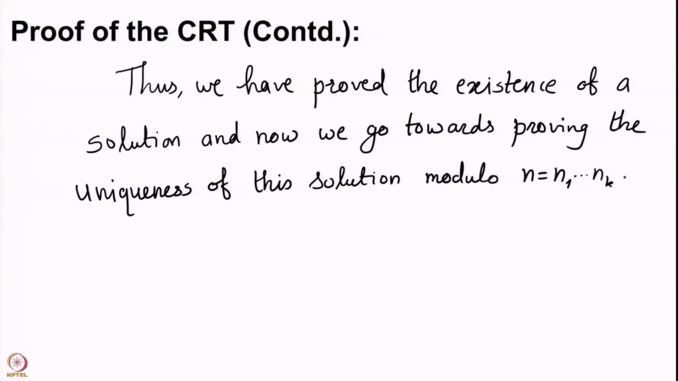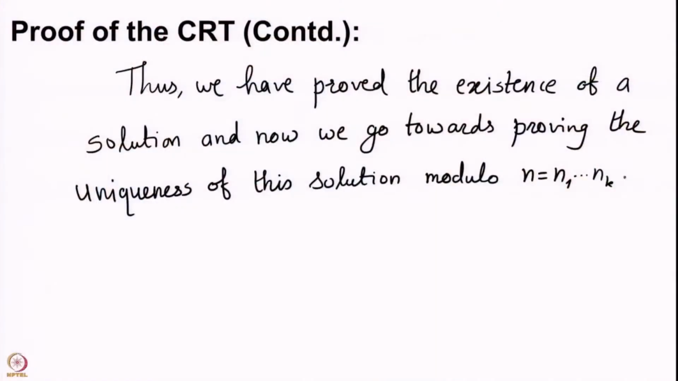So, what is the meaning to say that we are looking at uniqueness? It means that if you have two solutions, suppose I have a natural number alpha which satisfies that simultaneous system of linear congruences, so I would have alpha congruent to A1 mod N1, alpha congruent to A2 mod N2, so on up to alpha congruent to Ak mod Nk. And suppose we have one more natural number beta satisfying the same, then alpha and beta should be congruent to each other modulo n. This is what we want to prove.